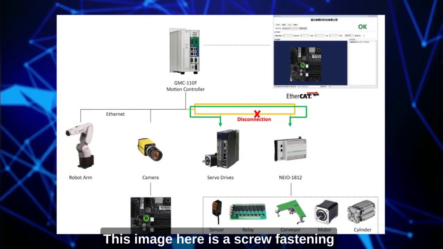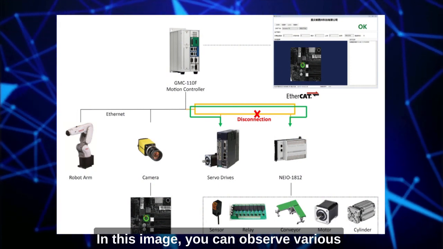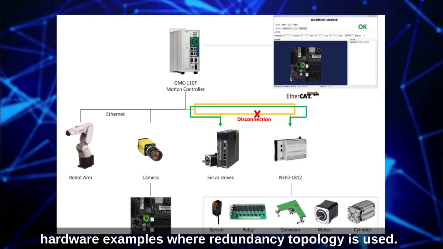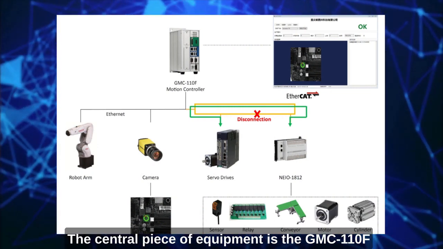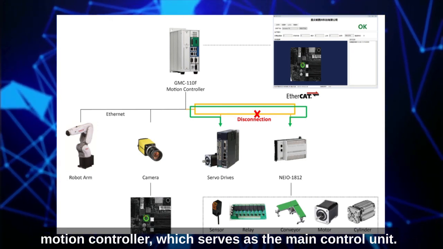This image here is a screw fastening application field from NexCOBOT. In this image, you can observe various hardware examples where redundancy topology is used. The central piece of equipment is the GMC 110F motion controller, which serves as the main control unit.